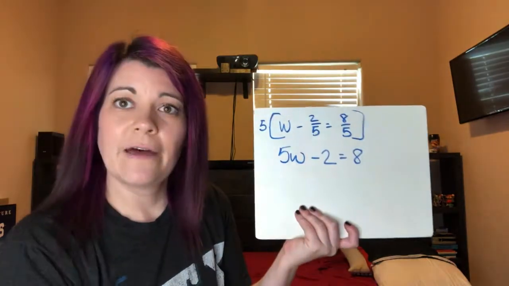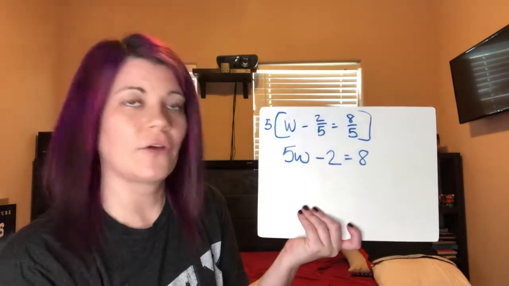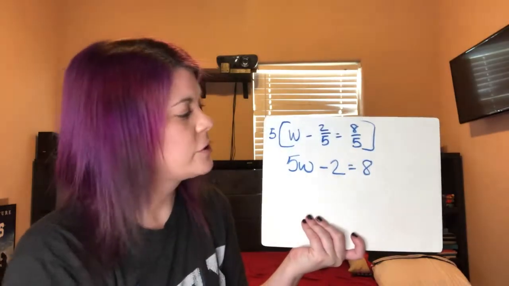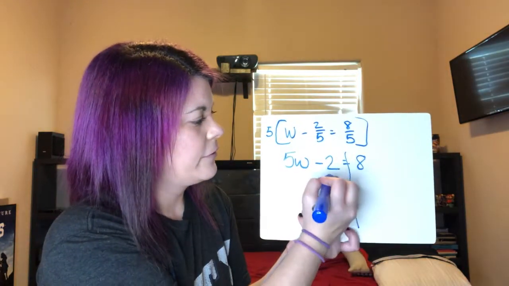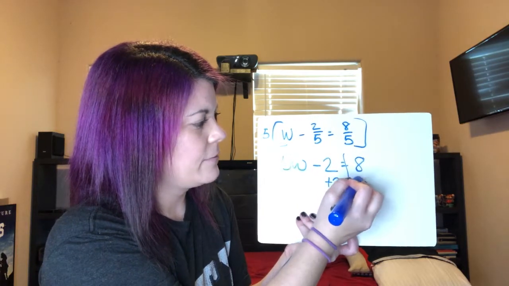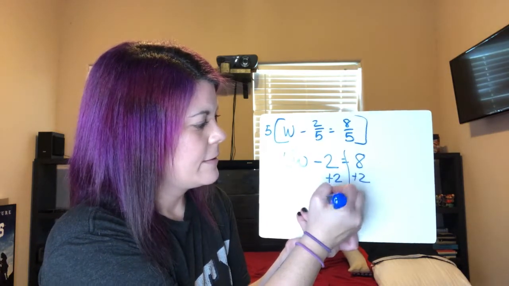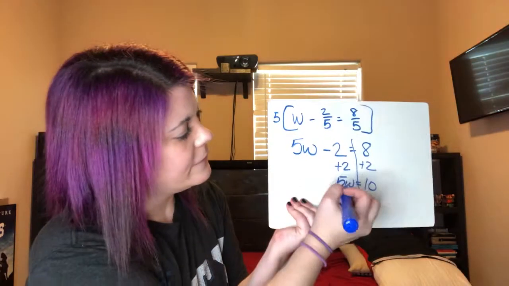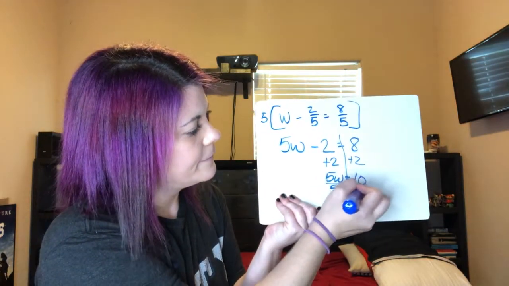So now we just have this simple equation. We know how to solve this. Again, if you need help solving equations, go and watch that video first. We're solving for w, so we're going to add 2 to both sides. We get 5w equals 10. And then we're going to divide both sides by 5.